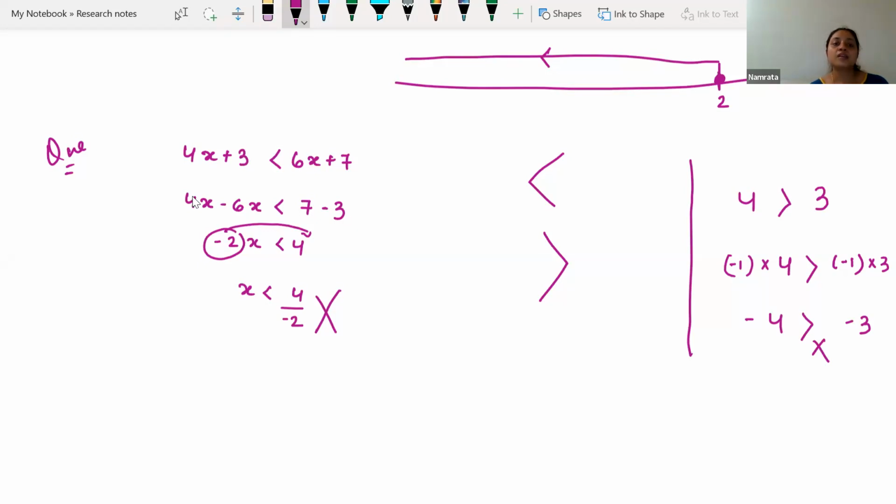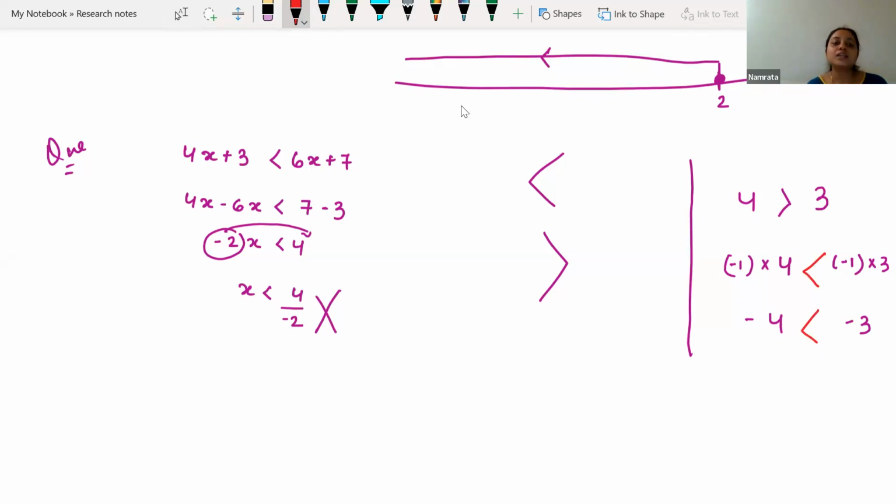Yes, ma'am. So that's why whenever we are dividing by a negative number or multiplying by a negative number, we have to reverse the inequality sign at that moment only. So here the sign will get reversed like this one: -4 is smaller than -3.